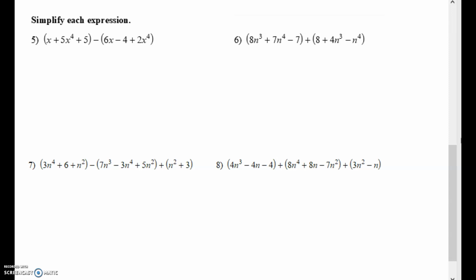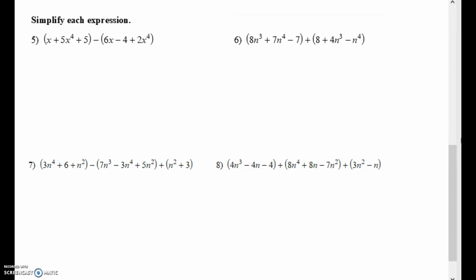Next one is going to be a positive x, negative 6x, which would become a negative 5x. And then the very last one are the constants. Positive 5, positive 4 gives me a positive 9, and I'm done. How did you guys do?